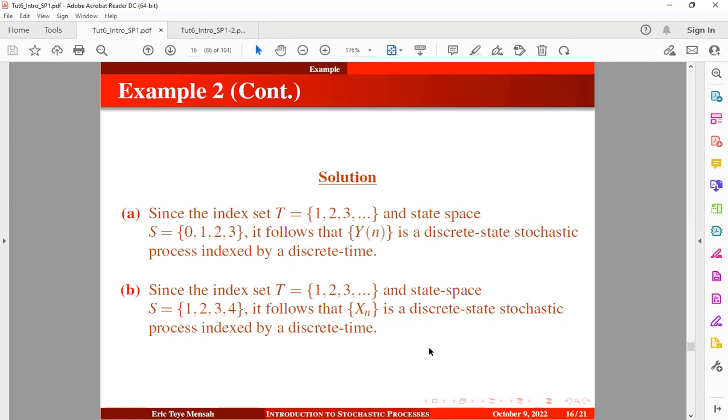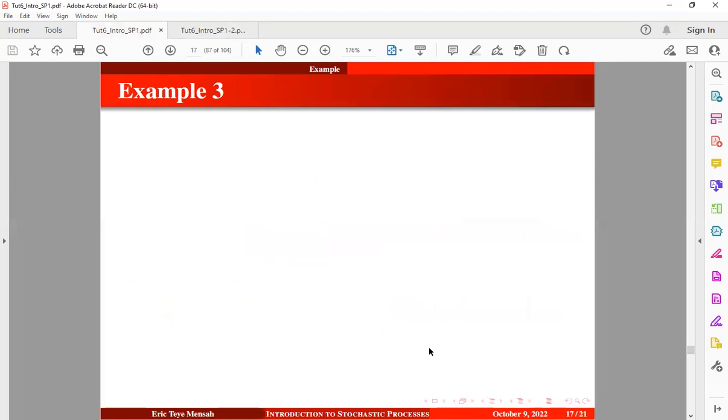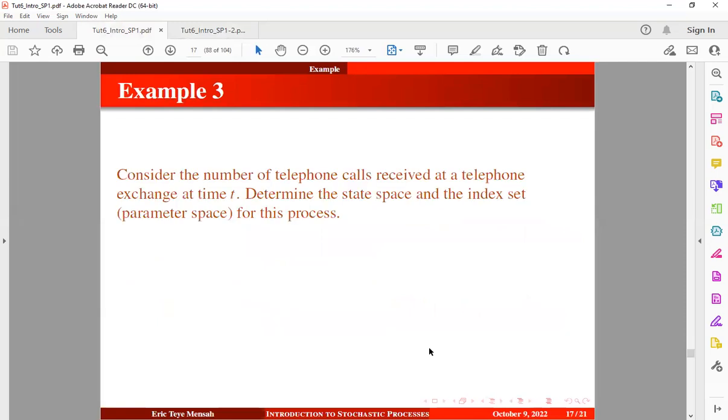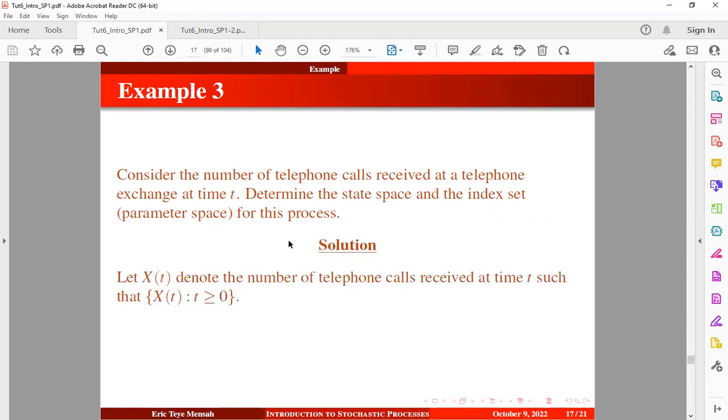Now to the third example. Consider the number of telephone calls received at a telephone exchange at time t. We want to determine the state space and the index set, or the parameter space, for this process. Let's take a look at the solution. Let X index t denote the number of telephone calls received at time t, such that the process can be defined in this form.